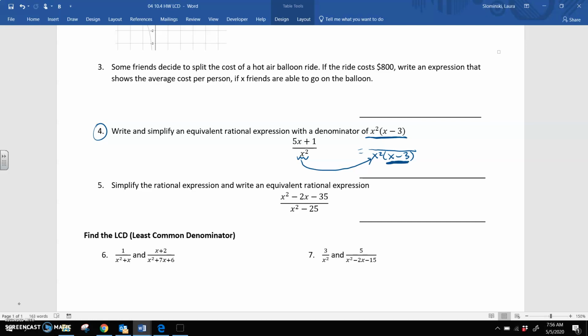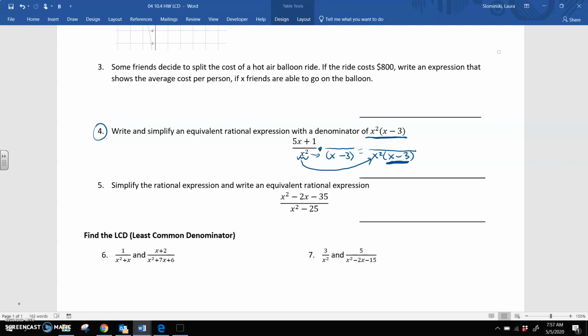So what we have to think about is that in order to get the x squared on the bottom to be x squared times x minus 3, I need to multiply the bottom of the fraction by x minus 3. Okay, so if I do this, x squared times x minus 3 gives me x squared times x minus 3.